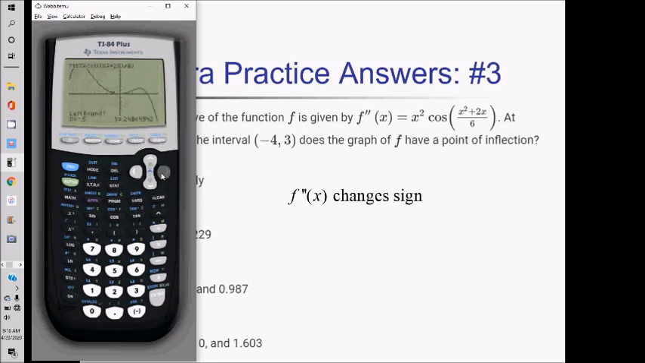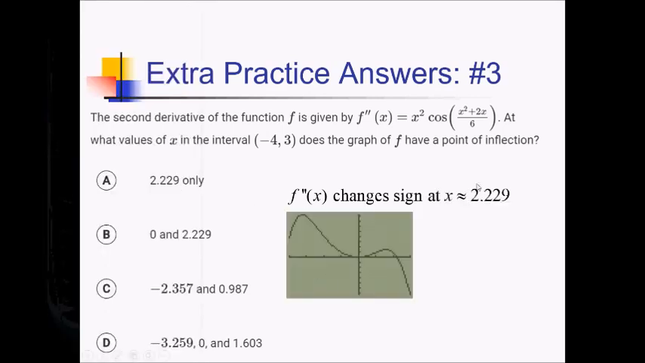Let me move my spider a little bit closer to that intersection and press enter. Press enter a little bit to the right of that. Press enter one more time, and that's going to come out to about 2.229 when all is said and done.